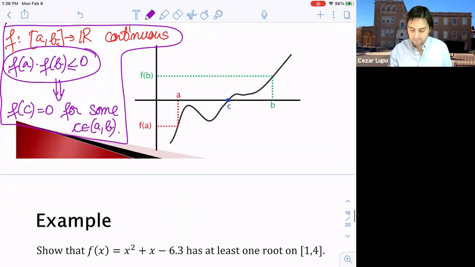Let's see an example. This is more like a proof-based example. How would you prove this? Show that this function, x squared plus x minus 6.3, has at least one root in the closed interval [1, 4]. What would you do?